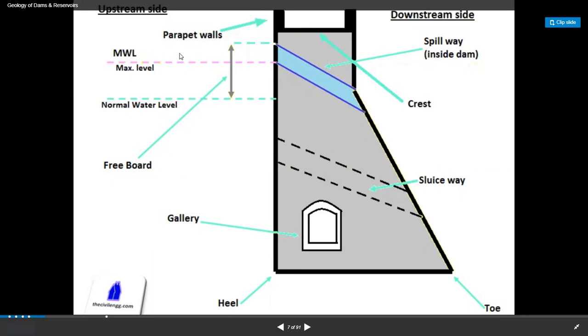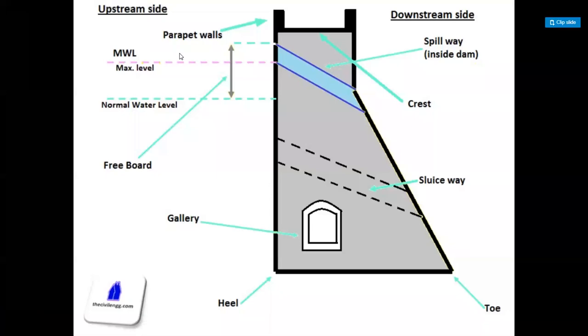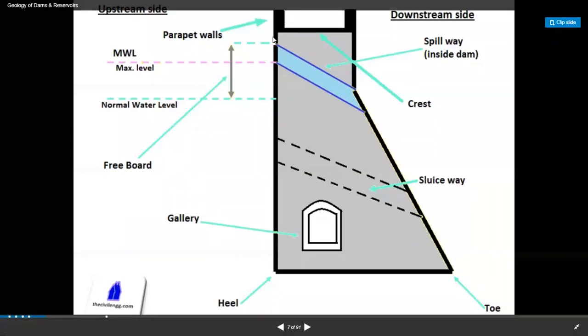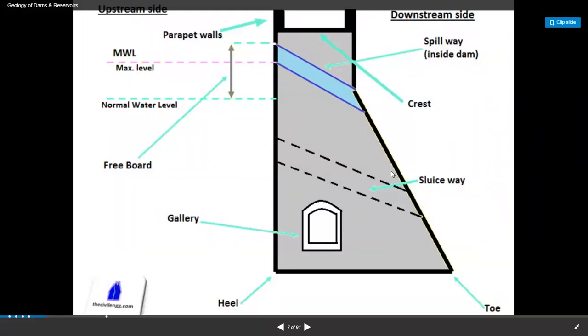So apart from that, we have freeboard. Freeboard is the difference in level between the top of the dam and the highest storage level, somewhere over here. So you can find the freeboard over here. And galleries are small rooms. You can see the gallery here, small rooms which are left in the dam for checking operations.